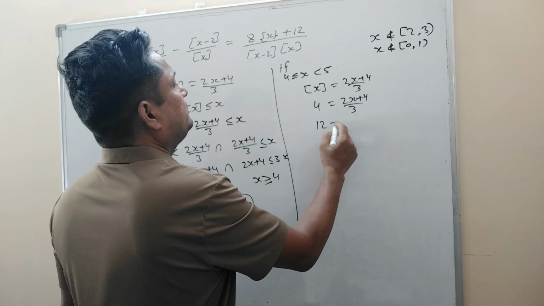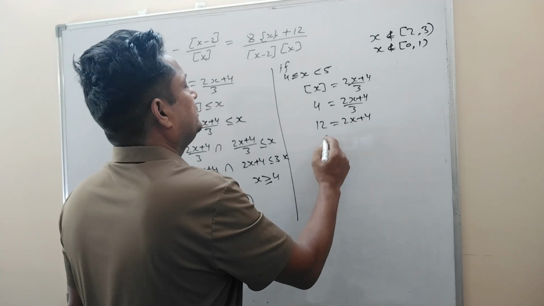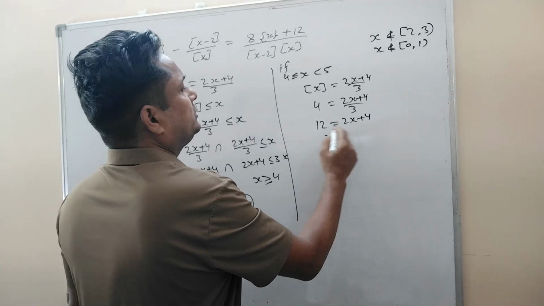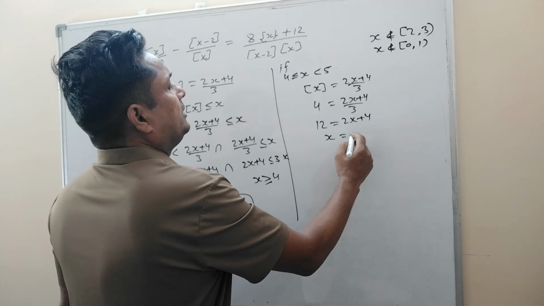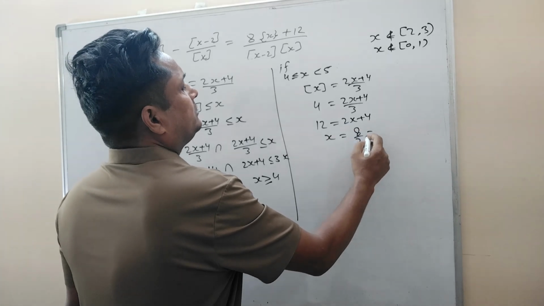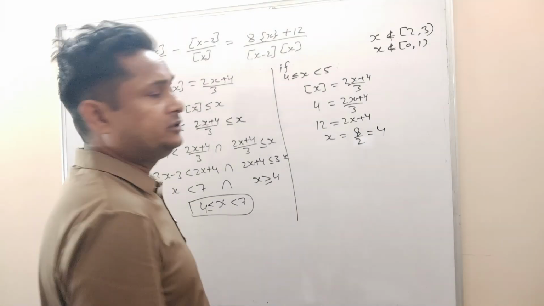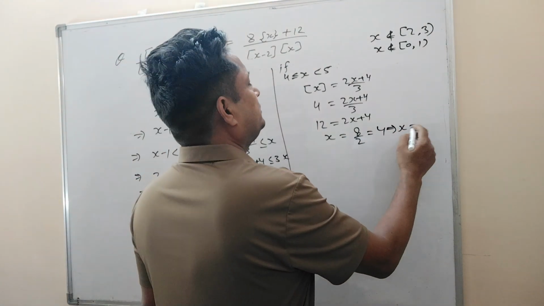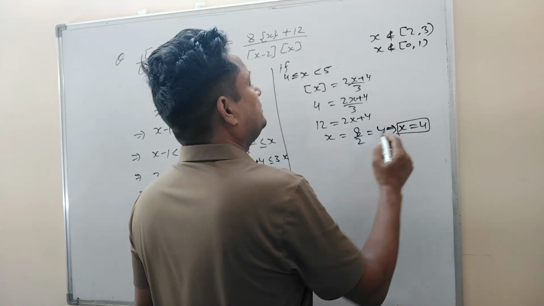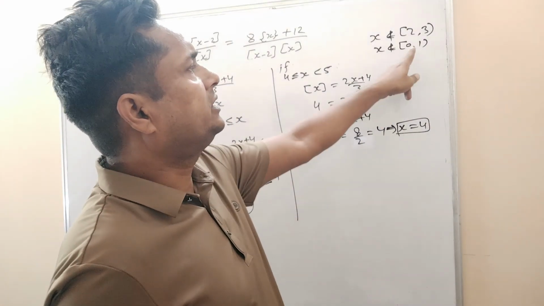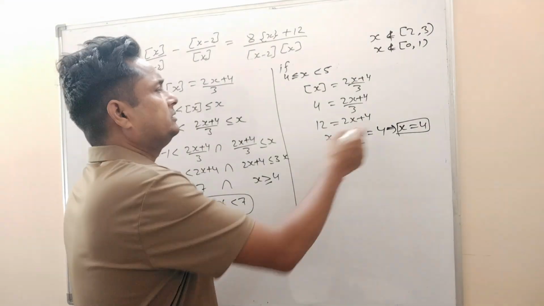So 4 is equal to 2x plus 4 by 3. So it will be 12 is equal to 2x plus 4. So x will be 8 by 2, that means 4. So this is one solution. x equal to 4 lies in this interval. So this is our solution.